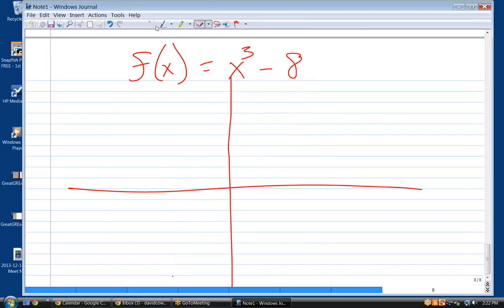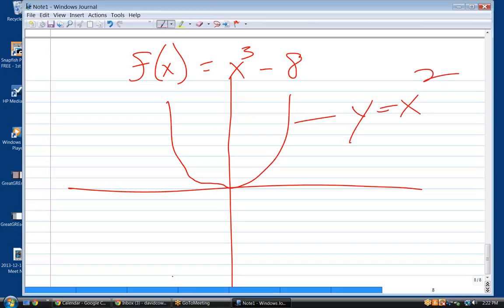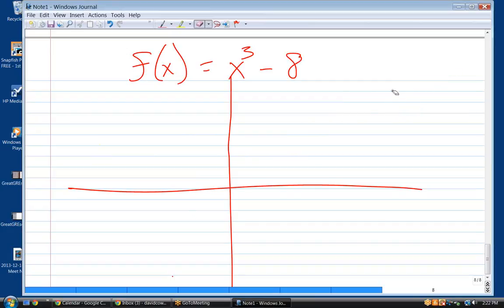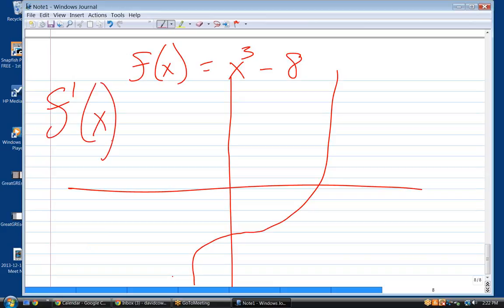Whereas something like this, which is a parabola, y equal x squared, is not one-to-one. It passes the vertical line test, but it fails the horizontal line test. So that's what one-to-one means. The other thing that one-to-one means is that I can create an inverse of it. In other words, if this is my function, I can find the inverse. The inverse is also a function. That's what one-to-one means.